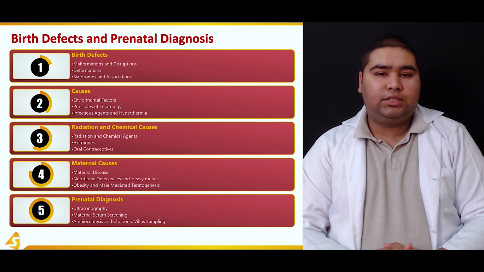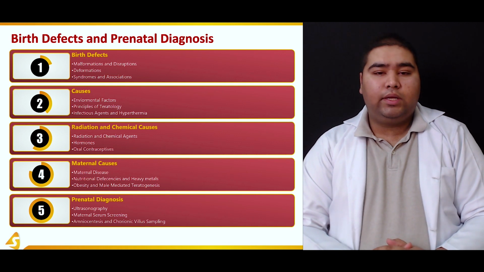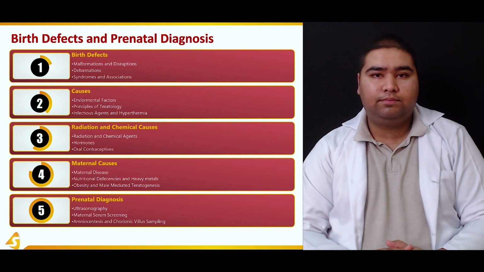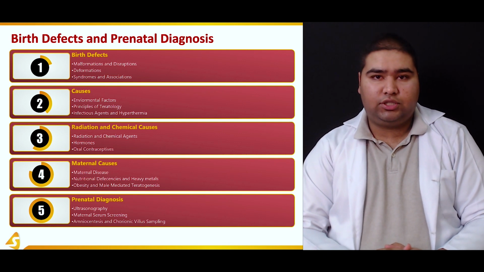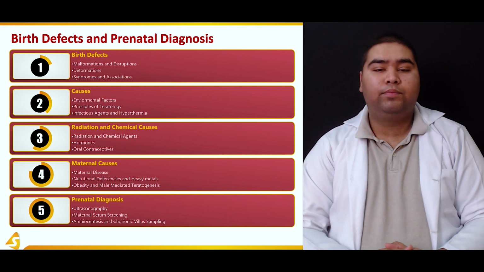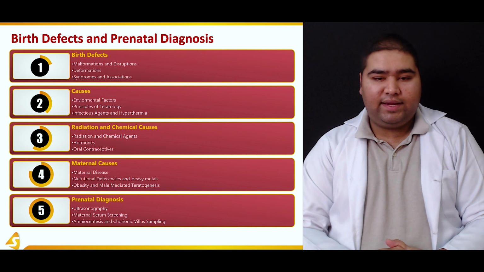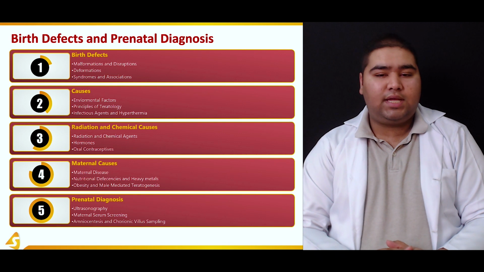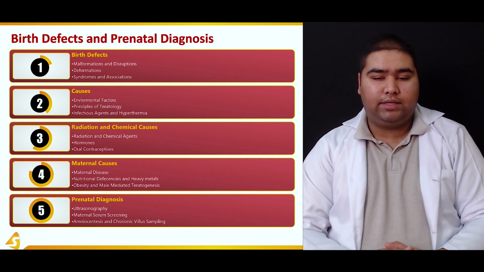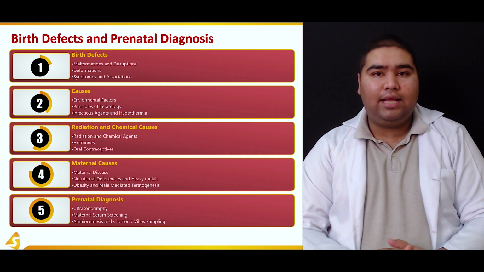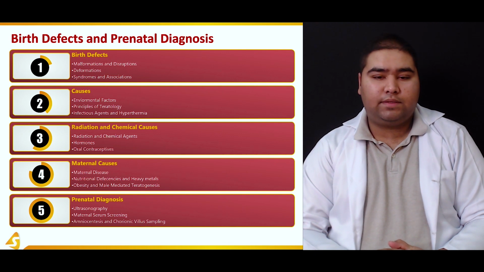In the first subsection, that is the birth defects, we'll deal with malformations and disruptions, deformations, syndromes, and associations. In the second section, which is the causes in general, we'll deal with the environmental factors, the principles of teratology, and the infectious agents, as well as hyperthermia. In the third section, we'll be dealing with radiation and chemical agents, hormones, and oral contraceptives.